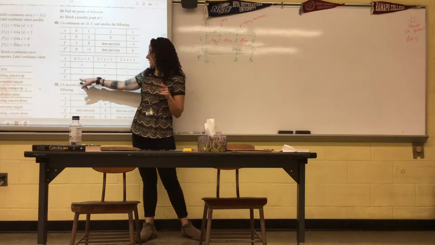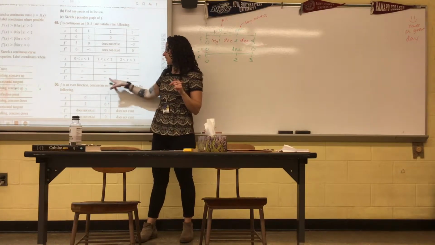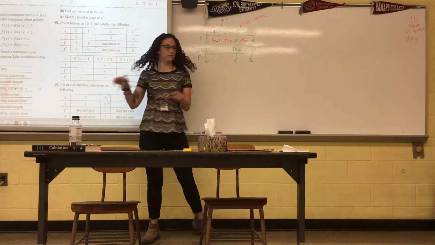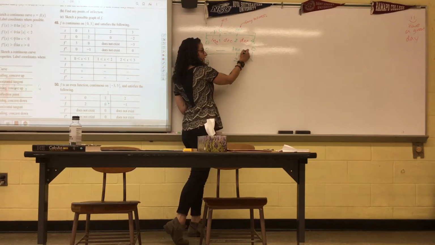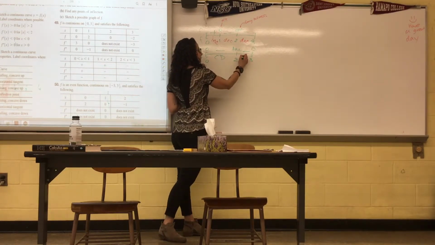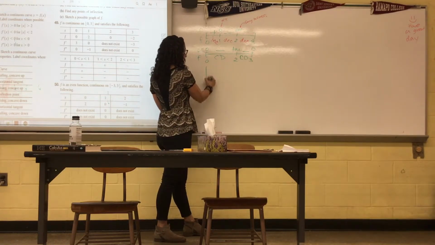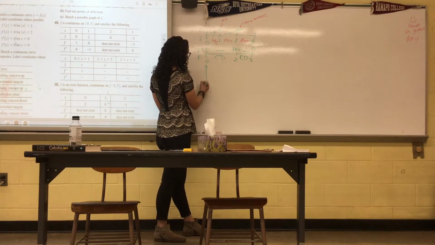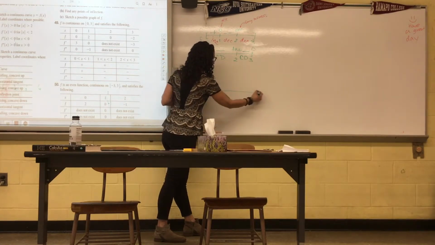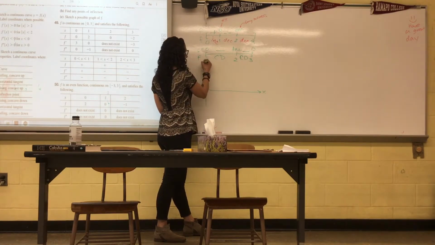Now I'm going to move to my second table where it says that f double prime is negative everywhere. So from 0 to 2, it's negative. And then from 2 to 3, it's negative. And when f double prime is negative, f has to be concave down. Okay? I'm now going to draw my axes, and I'm going to line them up with this stuff. Okay? That way everything is lined up. It makes things easier for me.